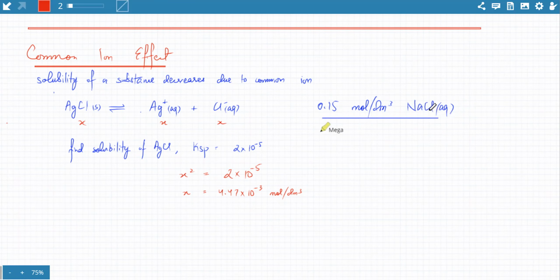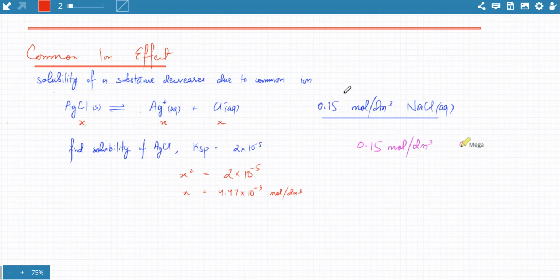Now let's understand one thing, the amount of Cl ions coming from the dissolving of AgCl, that's very, very low. That's 0.004 mole per dm cube. That's almost negligible. So we can assume that the amount of Cl ions in the solution is approximately equal to this. Let's assume that there is already 0.15 mole per dm cube Cl ions present in the solution.